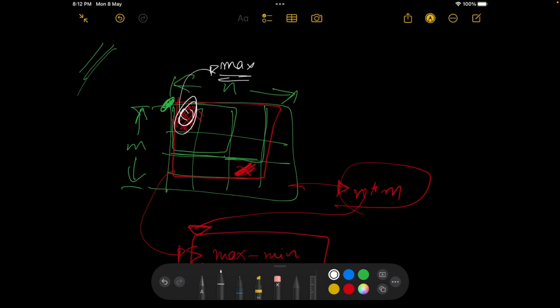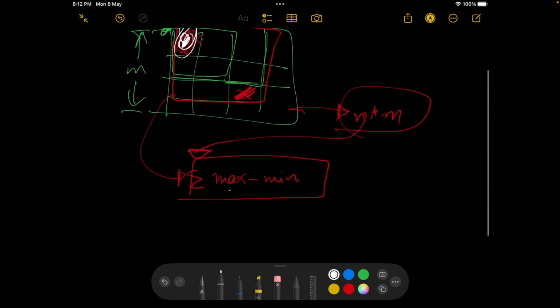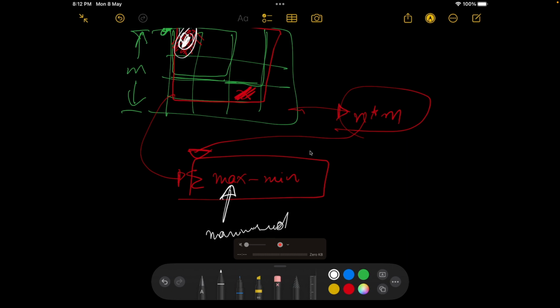Now the benefit of this is that whichever rectangle I'm going to consider, this point is always going to be in that particular rectangle, hence my maximum is always going to be there. So this value is maximized. Now where should I place my minimum?